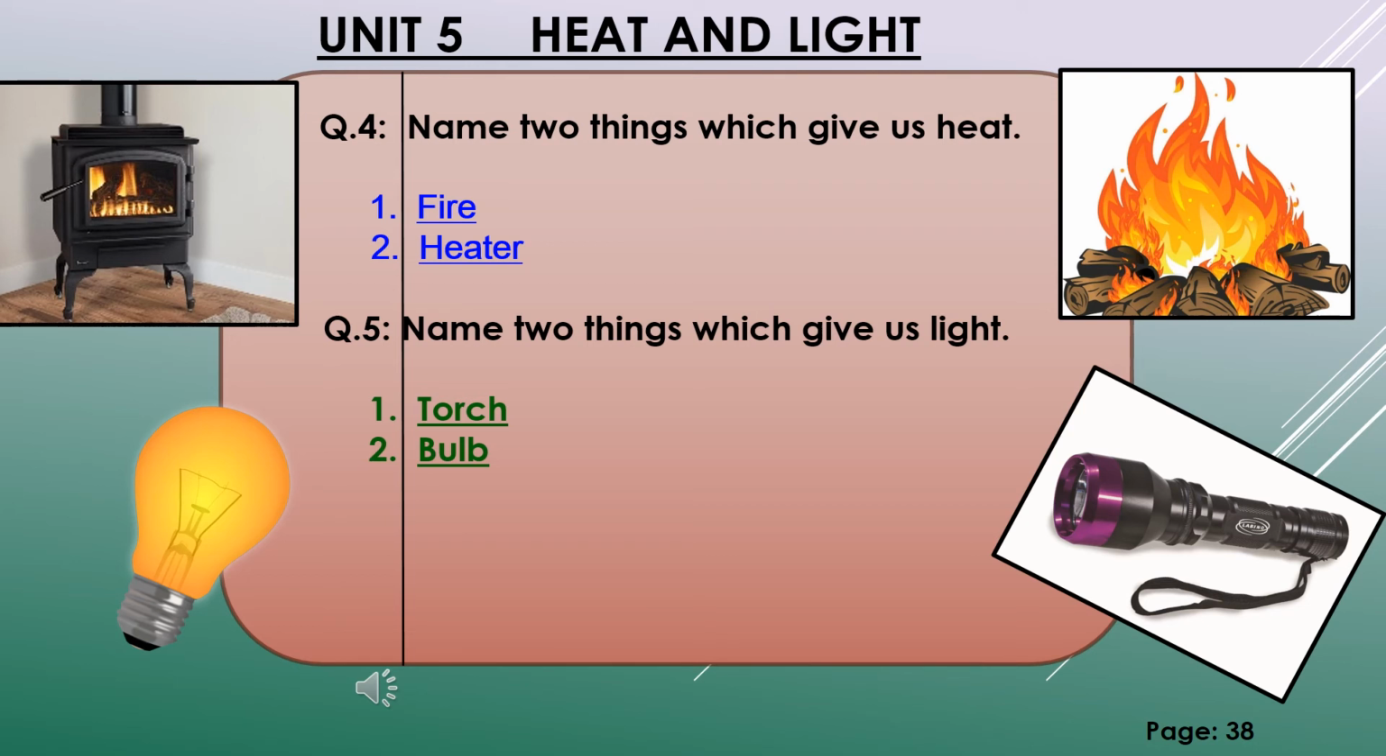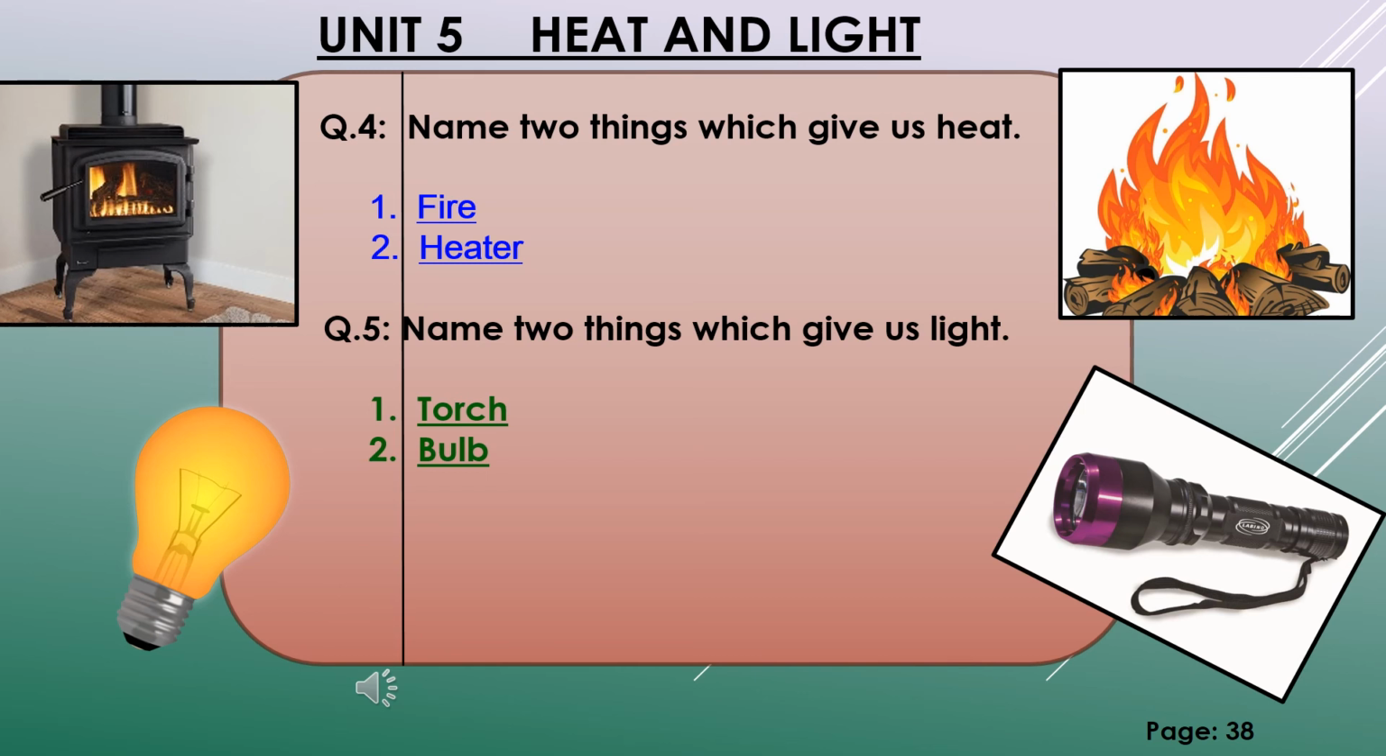Fire can be of the flame. Fire is your stove's flame, that gives heat and that helps us to cook our food on it. So fire and heater are the two things which I have written in the answer we can get heat from. I repeat the answer, fire and heater.